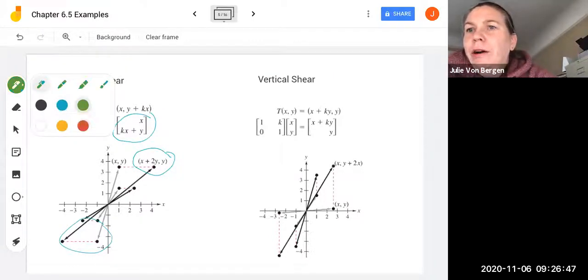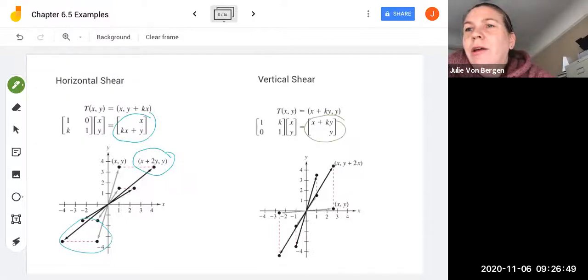So here our transformation matrix becomes x in the first entry and y plus kx in the second entry. So here we've got (x, y) shifted to (x, y plus 2x).